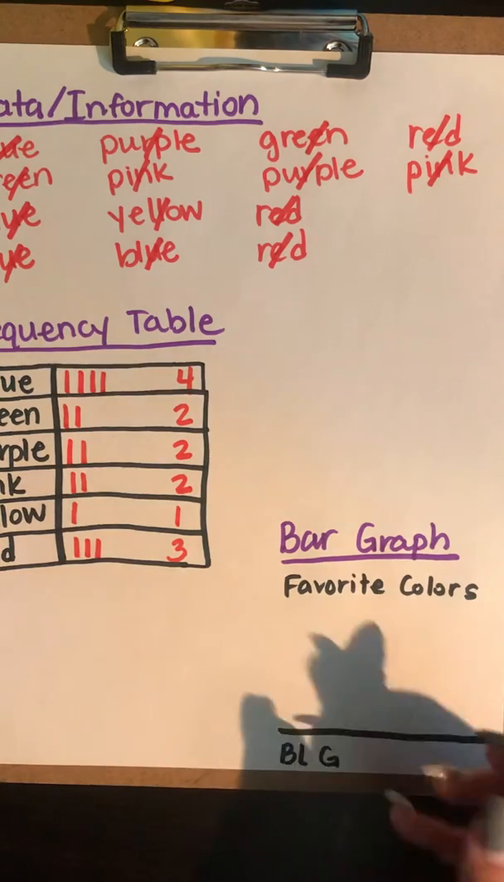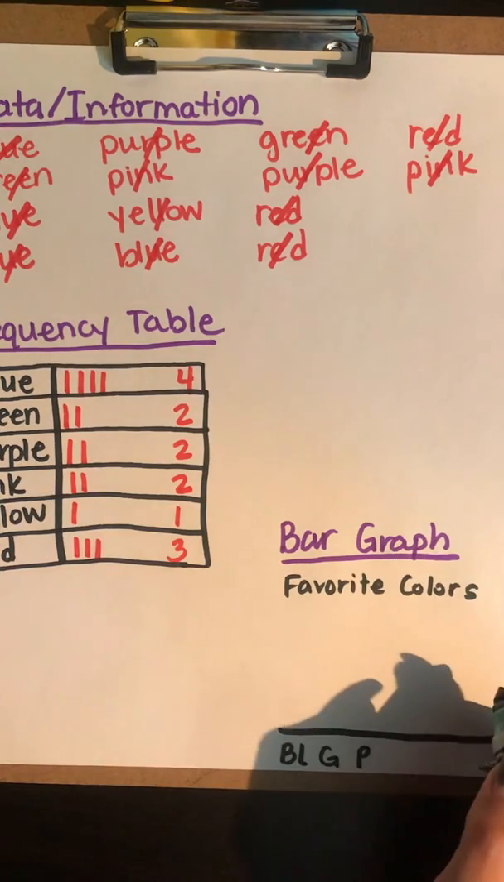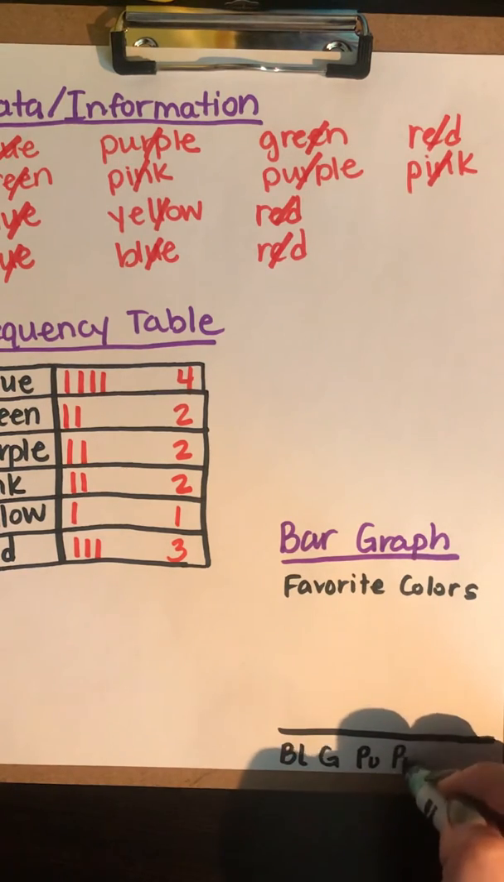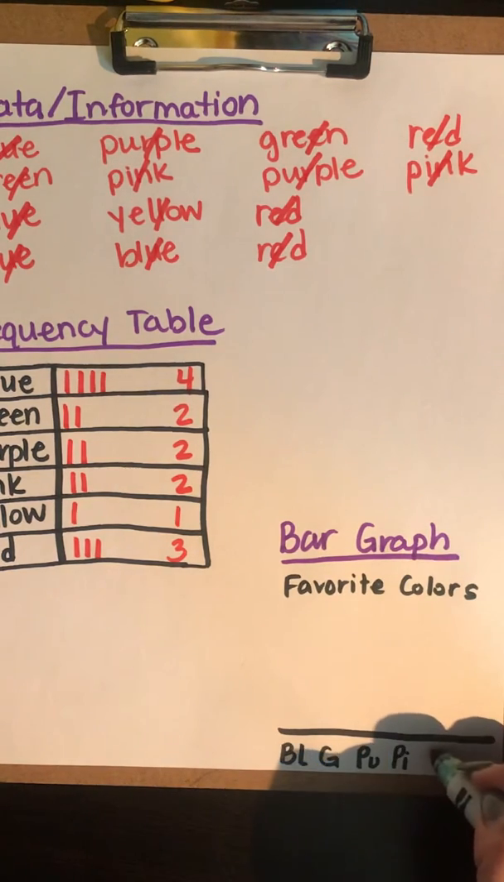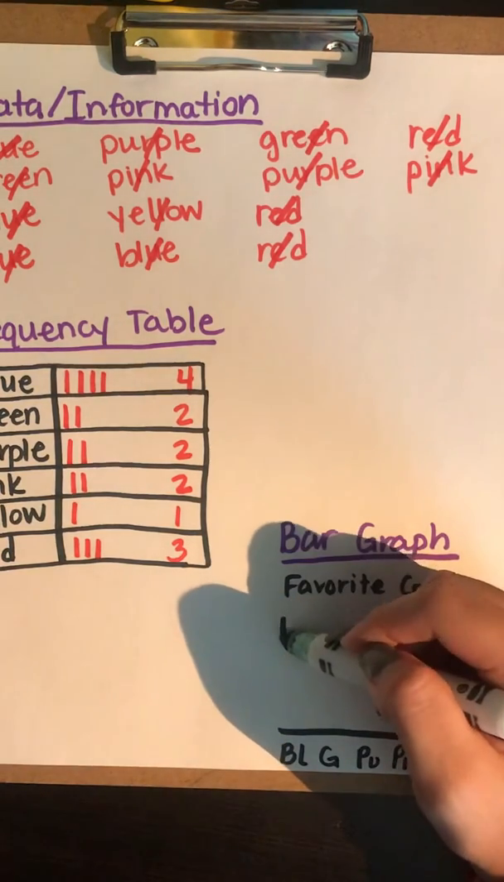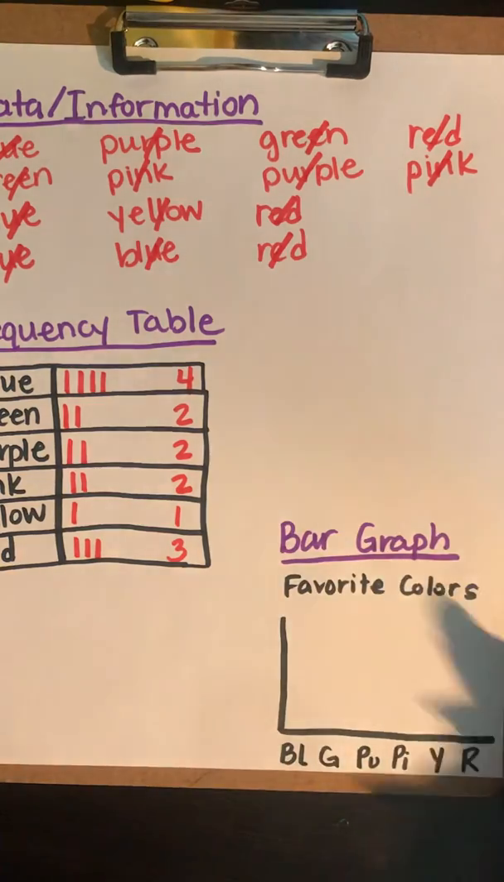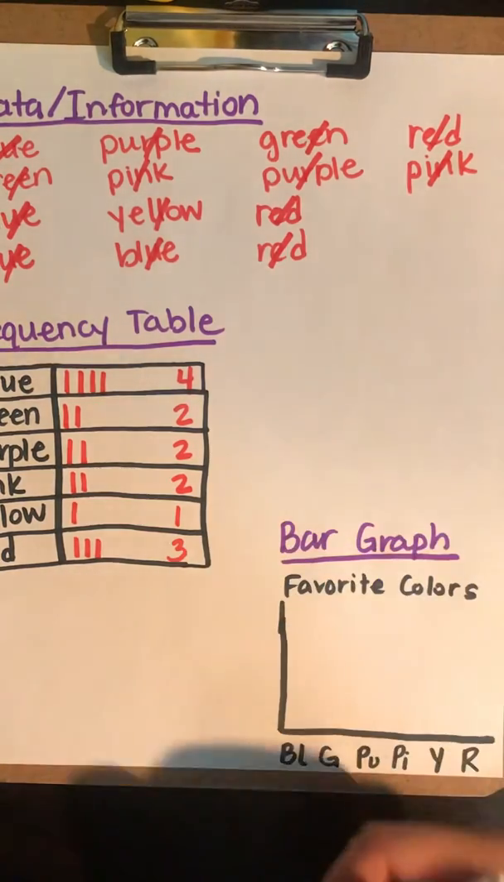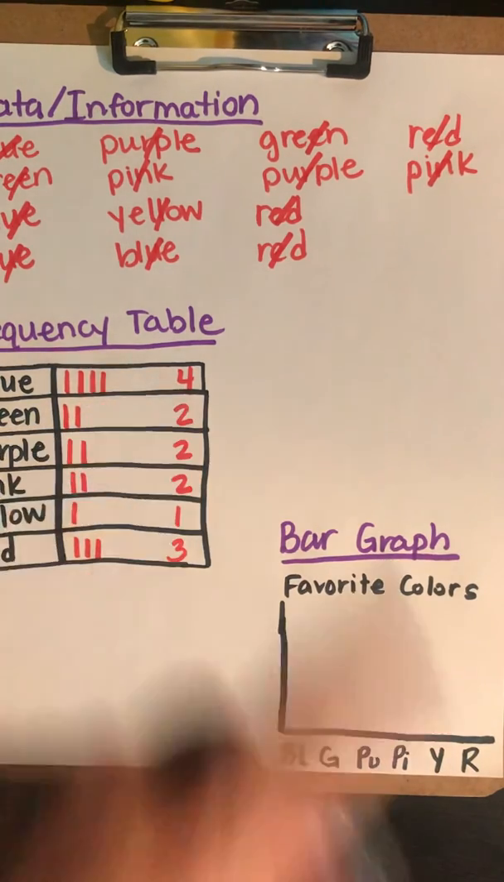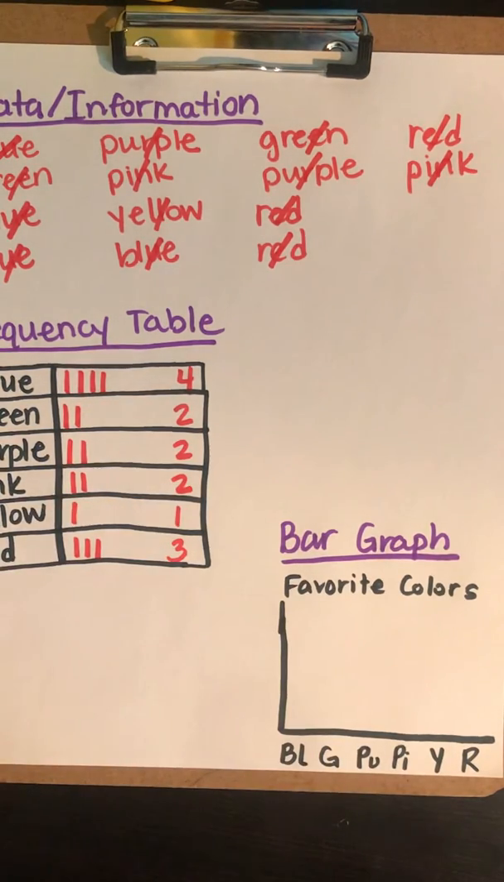BL is blue, green, purple, PU purple, PI pink, yellow, and red. Okay, and then here we have number of students. Now because we have a small number, that's our highest number is 4, I can go ahead and count by ones, or I could count by twos, but that's depending on you.